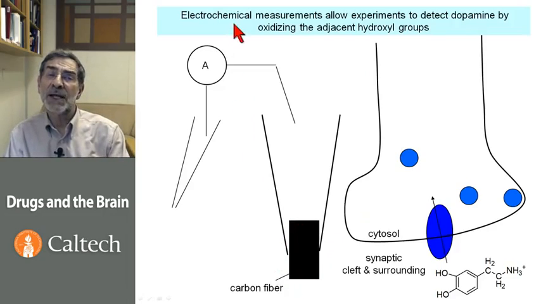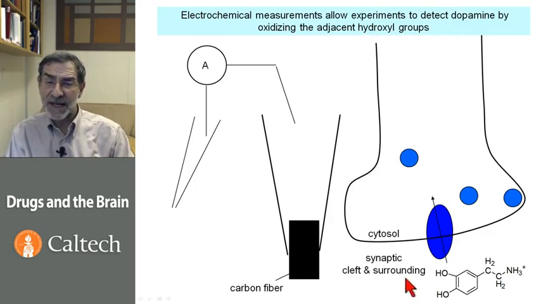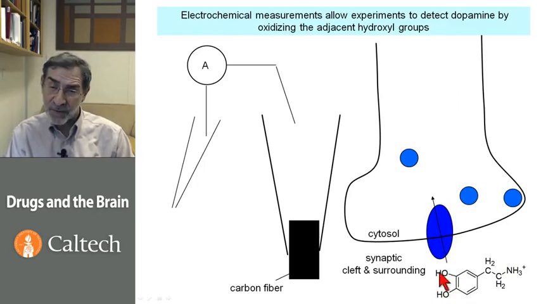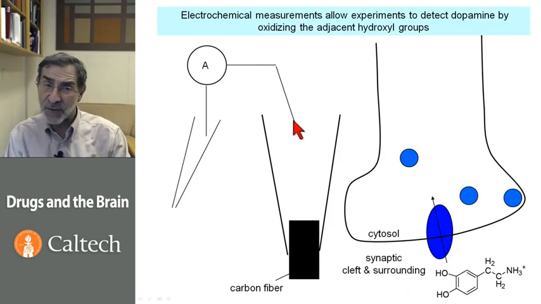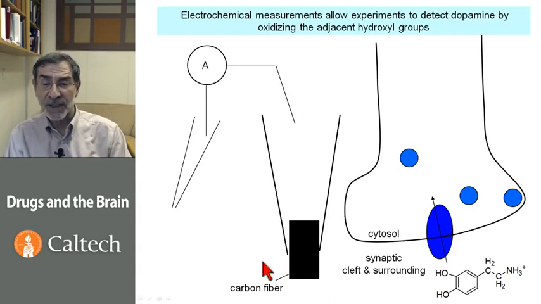It allows us to do electrochemical measurements so that we can detect dopamine in a solution by oxidizing the catechol moiety, the adjacent hydroxyl groups. Of course, when we oxidize a chemical, we take its electrons. Those electrons go into the carbon fiber, produce a current which can be measured by a sensitive ammeter, and it gets returned to the medium.